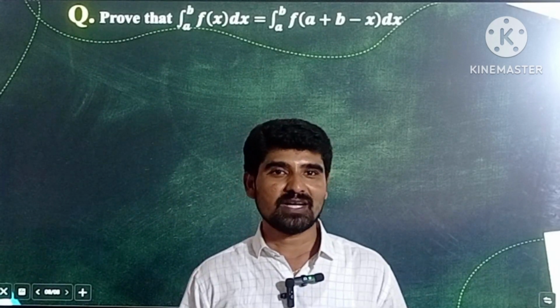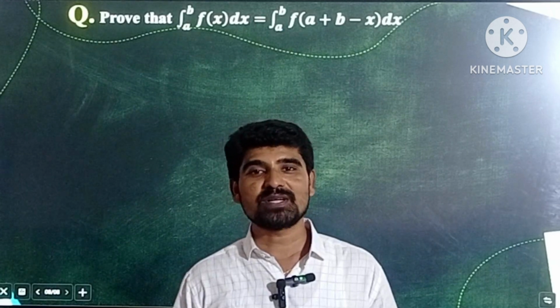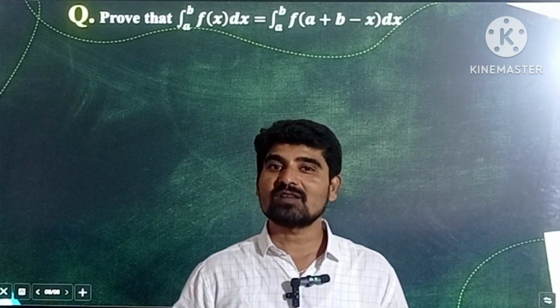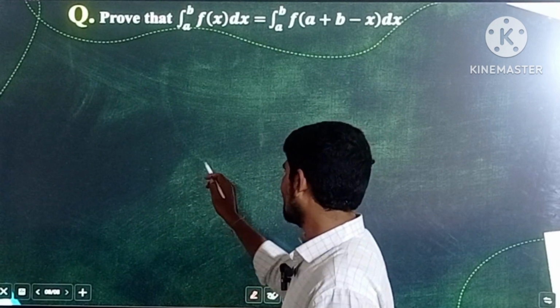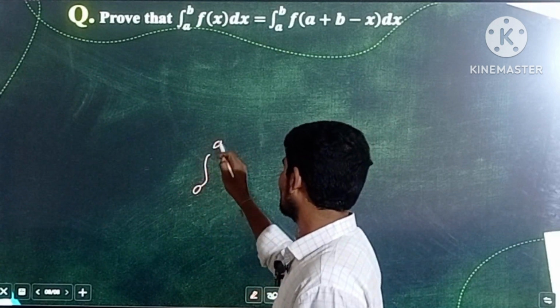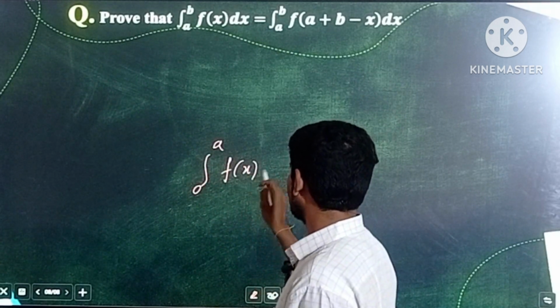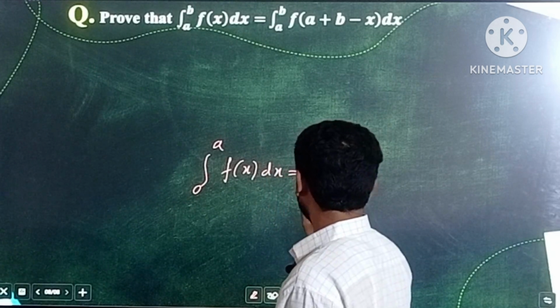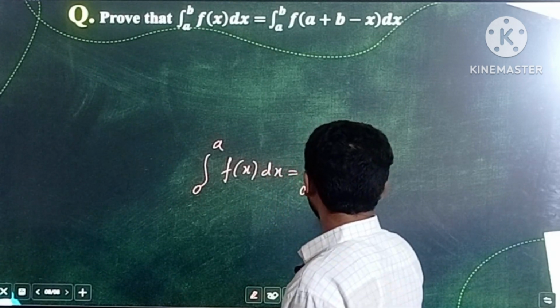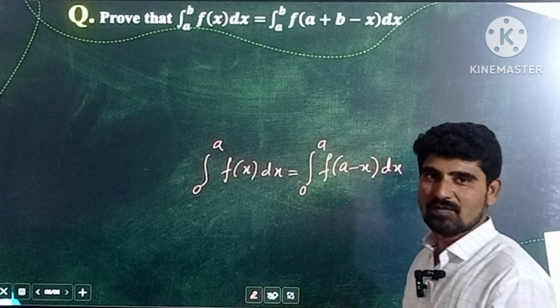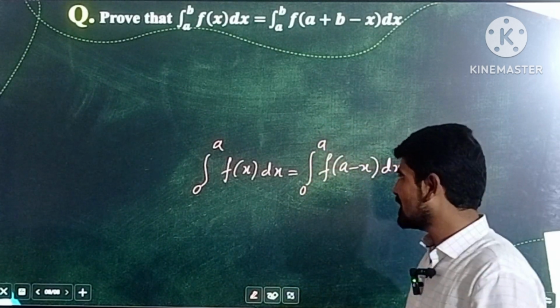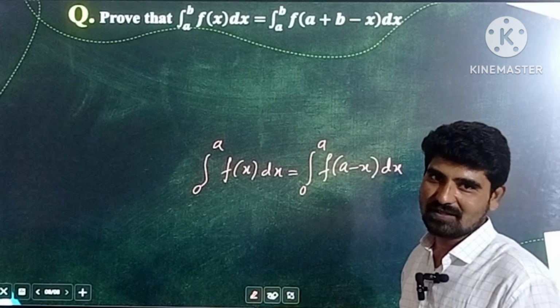In my previous video, I dealt with the concept of properties of definite integrals, and I proved one of the most important properties of the definite integral, that is, integration from 0 to a of f(x) dx is equal to integration from 0 to a of f(a minus x) dx. We also solved some problems related to this property which are asked in your annual examination.